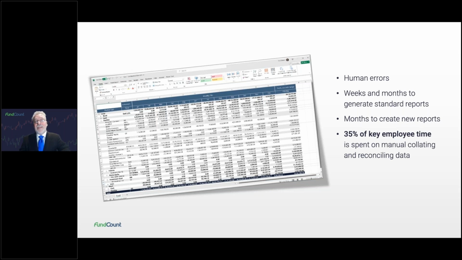Furthermore, in a survey at a conference I recently attended, it appears that up to 35% of a fund admin's key employees' time was spent on collating and reconciling data internally across disparate systems. 35%, that's a high number. Spending time on low value functions such as data reconciliation is surely not the best use of a CPA's time.